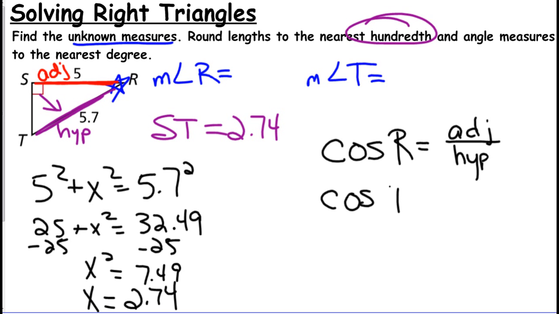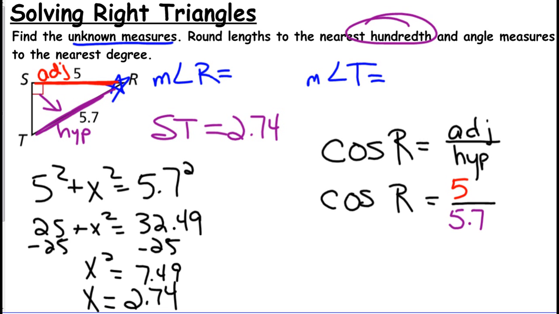Because it's already a letter, you're not going to fill in an X or a Y or anything like that, so you don't have to worry about it. So cosine of R equals, you do know the adjacent side. That adjacent side is 5, and the hypotenuse is 5.7.